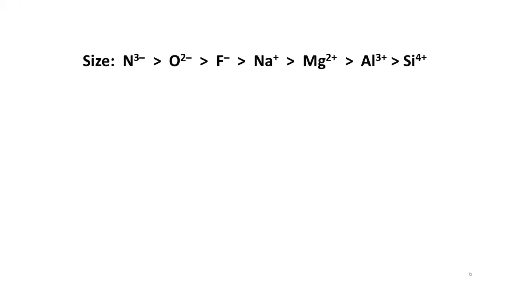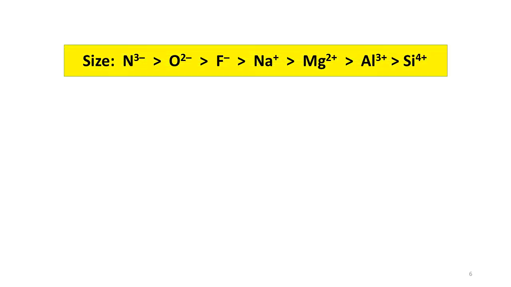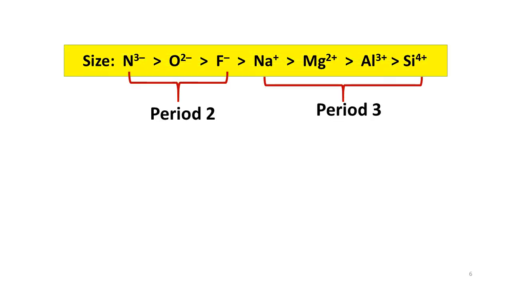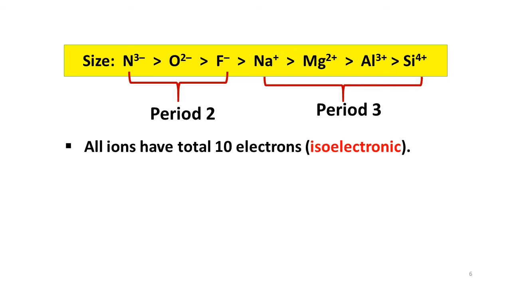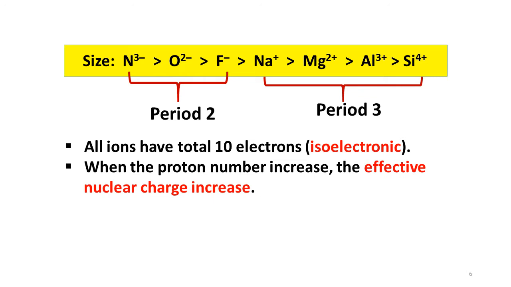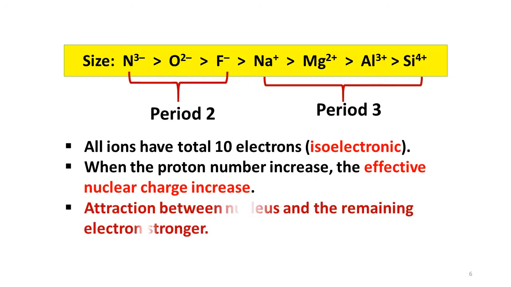All ions: nitride ion is more than oxide ion, more than fluoride ion, more than sodium ion, more than magnesium ion, more than aluminium ion, and more than silicon ion. All ions have a total of 10 electrons, so they are isoelectronic. When the proton number increases, the effective nuclear charge increases. Attraction between nucleus and the remaining electrons is stronger. So, the size of the ions, the ionic radii, decreases.